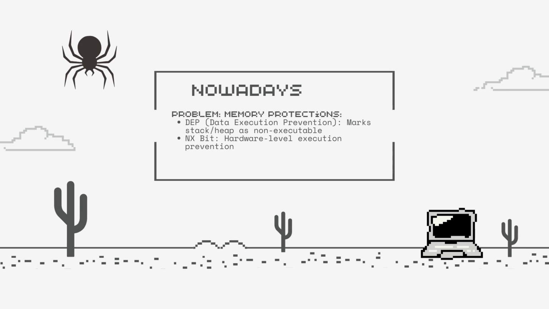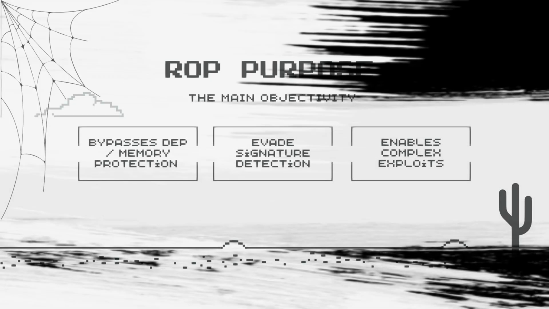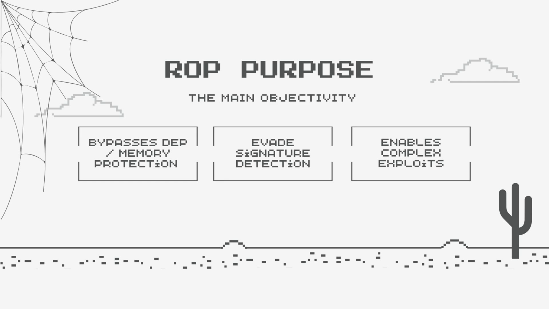These protections were highly effective against traditional code injection. For a while, it seemed like we had solved the problem. But then attackers evolved their techniques, and that's where ROP comes in. So why would an attacker use ROP? What's the main objective? Let me highlight three key purposes.